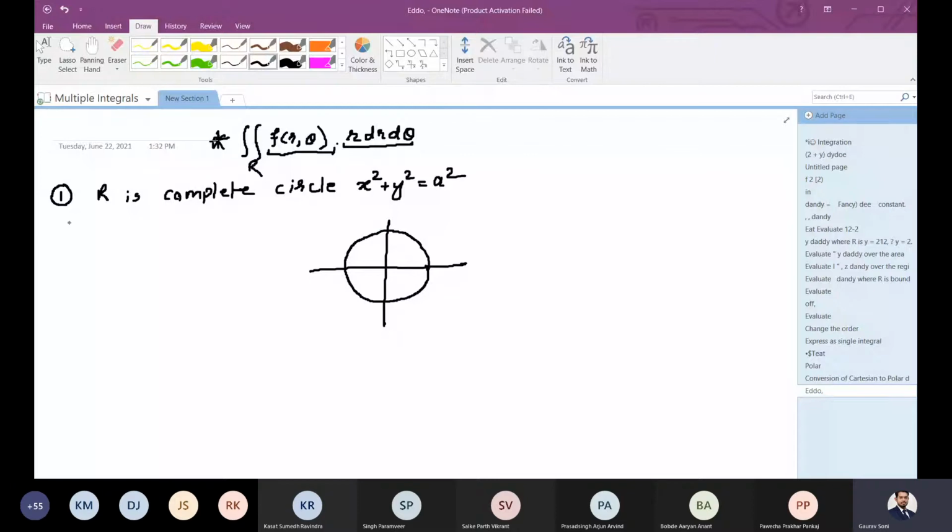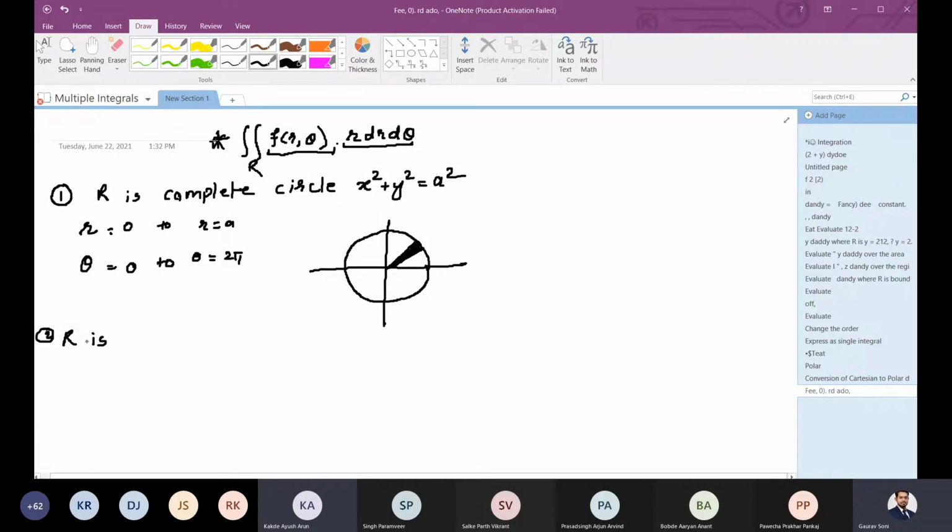So this complete circle is going to be there. What will be the limits? Anyone? What are going to be the limits for r? What are going to be the limits for theta? So whenever we are in a polar coordinate system, we take the step which is starting from the origin and it will be up to the curve. The value of r is going to be from 0 to a, and theta is going from 0 to theta equal to 2 pi, since it is a complete circle.